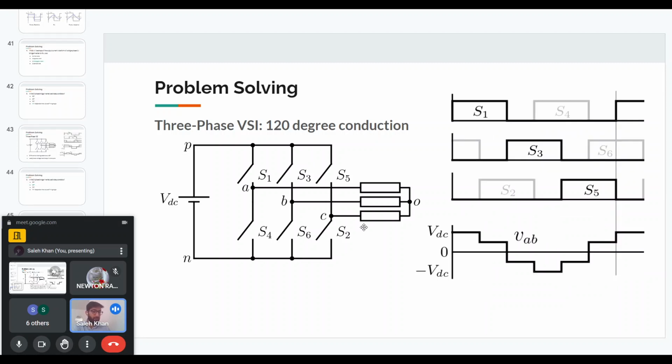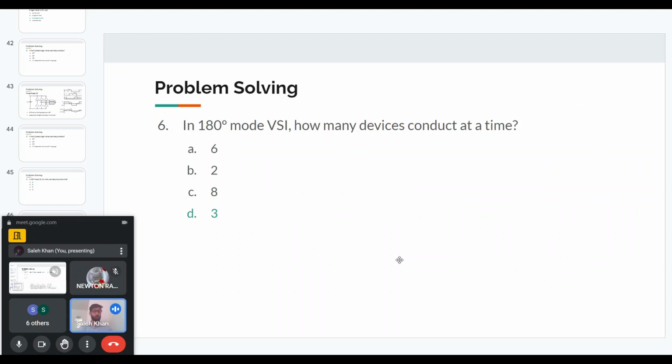Out of the 6, 3 will be on. For 120 degree, on the other hand, there will only be 2 switches that are on. For example, in the first 60 degree interval, S1 and S6 are on. But in leg C, there is no switch that is on. So for 120 degree operation, only 2 devices are on at one time. But the question was specifically asking about 180 degree mode. So the answer is D. 3 switches are on at one time.